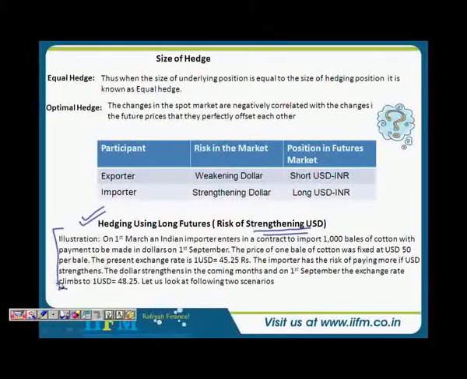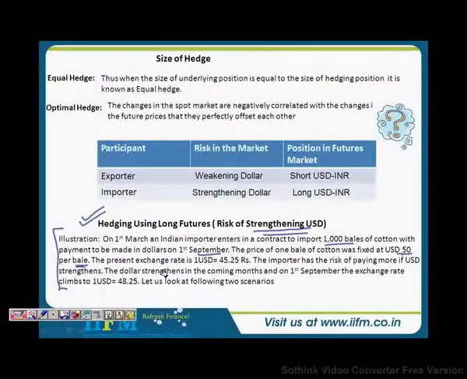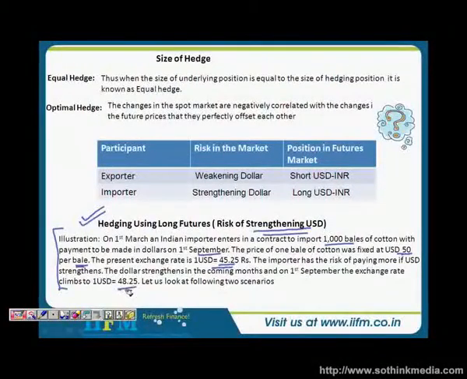Let me read the illustration. On 1st March, an Indian importer enters into a contract to import 1,000 bales of cotton, with payment to be made in dollars on 1st September. The price of one bale of cotton was fixed at USD 50 per bale, so the contract size is 50,000 dollars. The present exchange rate is 45.25. The importer has the risk of paying more if USD strengthens. The dollar strengthens in the coming months, and on 1st September the exchange rate climbs to 48.25.